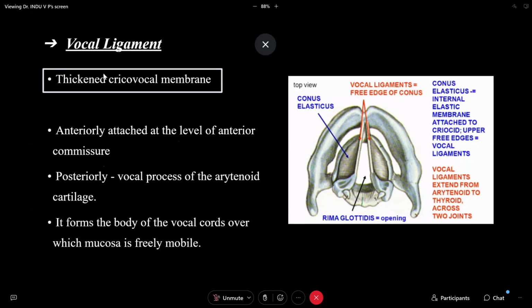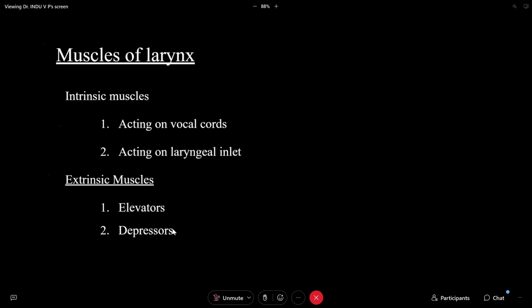And the vocal ligament, we already said, is the thickened cricovocal membrane. It also acts as another barrier for the spread of cancer. It forms the body of the vocal cord, and it allows the mucosa to move freely over the body of the vocal cord.